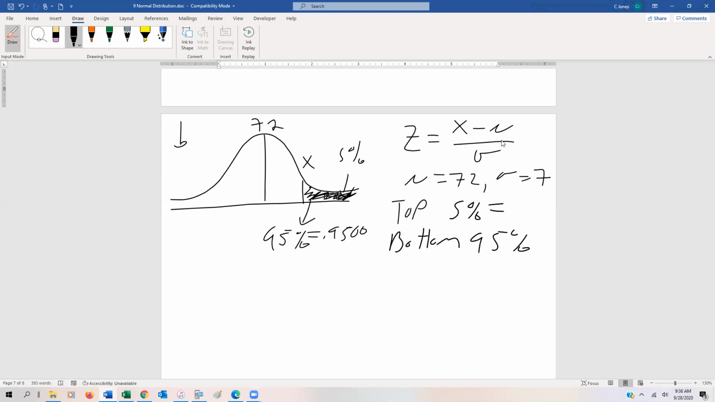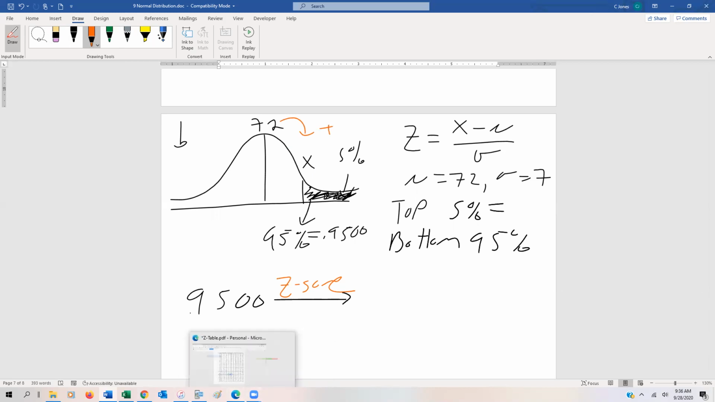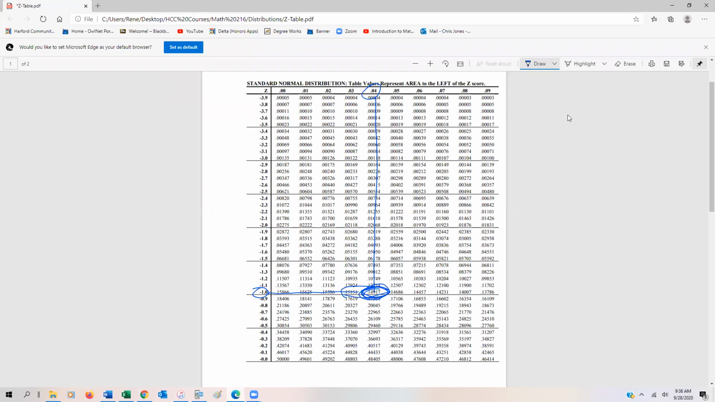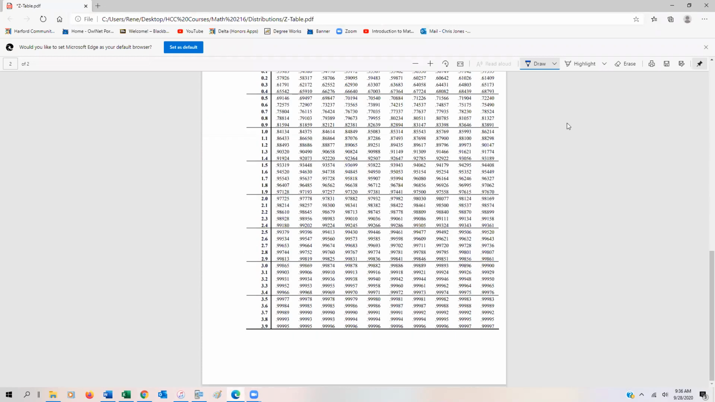Right? Now what we're going to do is we're going to take 0.95, not 9.5, 0.9500. And we're going to convert that into a z-score, just like we did before. Now, because we're on the right side of the graph, we're going to look on the positive chart. Okay, so let's go to our chart. Let's see if we can find 0.9500, or as close as we can.